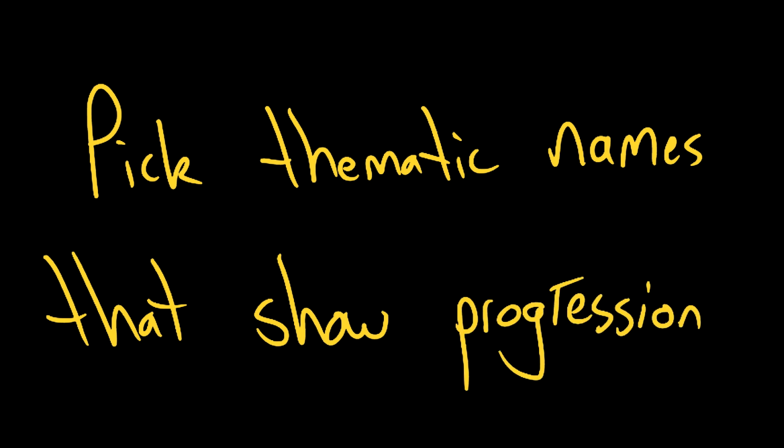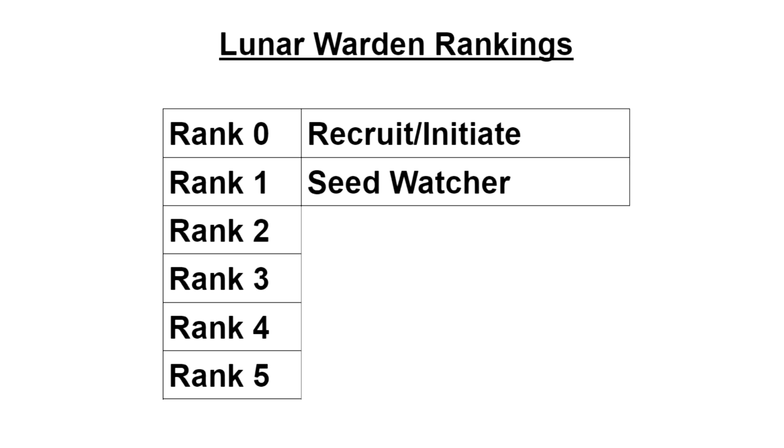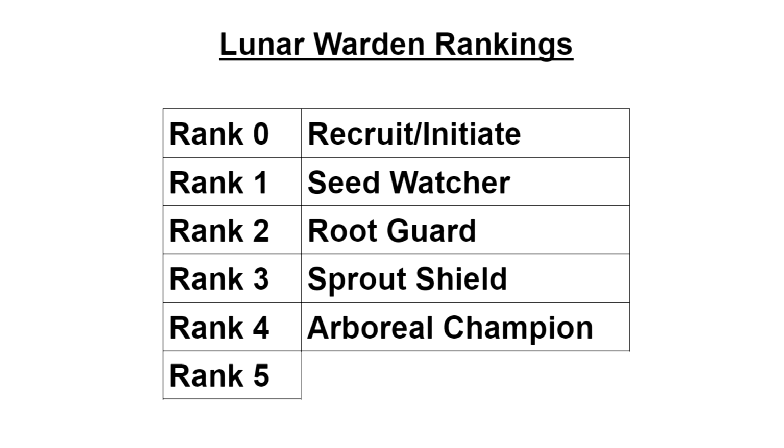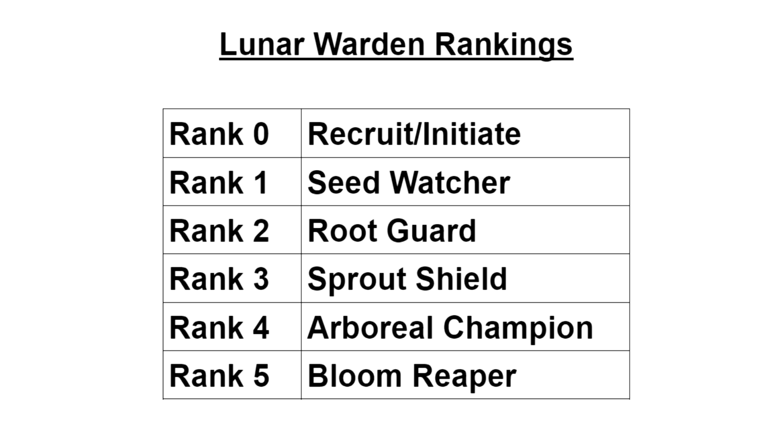You don't have to think about it, and with names that fit in the theme and purpose of your faction. So for example, with the Lunar Wardens, I'm gonna tie their ranks loosely to kind of the growth of plants, and you'll see the progression that way. So you start off as a Seed Watcher, then you move to Root Guard, Sprout Shield, Arboreal Champion, and finally Bloom Reaper, which is just awesome. Oh no, my blue light went out. Oh dang. Anyway, ranks. Make them sound cool.